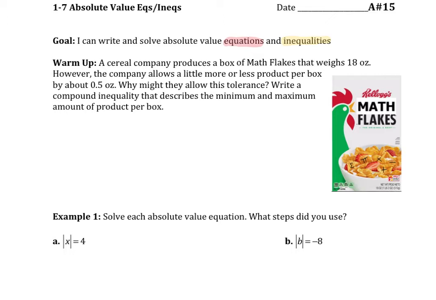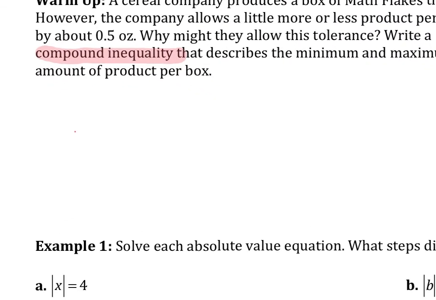I'm going to start with the actual compound inequality, and it's an inequality. So I'm going to use the M for math flakes, and let me talk about the minimum here. Minimum. So notice that it's going to be 18 ounces minus 0.5, but what symbol am I going to use right here? Well, notice it's got to be greater than, or it's allowed to be up to half an ounce. So that's why we have greater than or equal to. So when I do that arithmetic, 17.5 ounces.